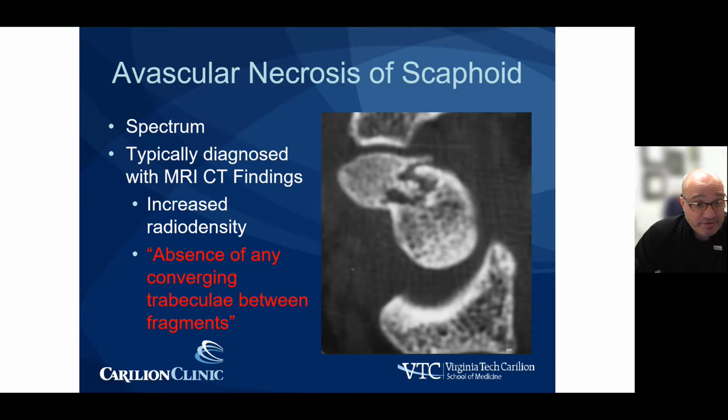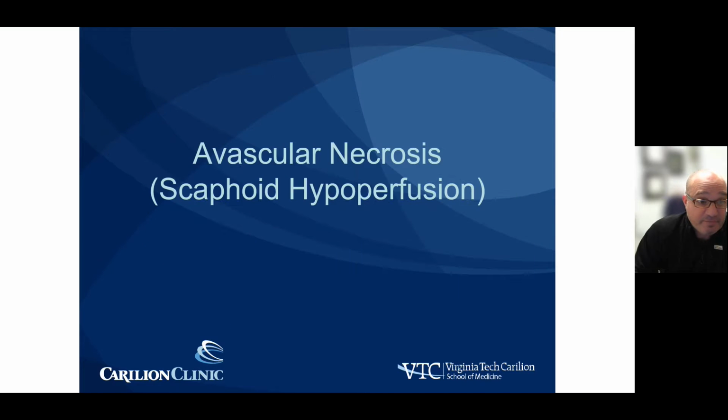A little bit about avascular necrosis of the scaphoid. We tend to define avascular necrosis of the scaphoid as the absence of any convergent reticulate between fragments. It's typically diagnosed by MRI, and CT findings with increased radiodensity. Some MRI studies have actually questioned whether you can detect avascular necrosis through MRI. But when we report avascular necrosis, we think of it as scaphoid hypoperfusion, and it's mainly when there's absence of convergent reticulate between fragments.